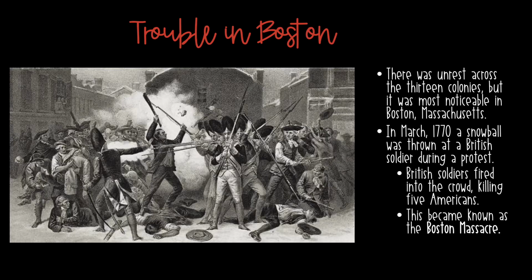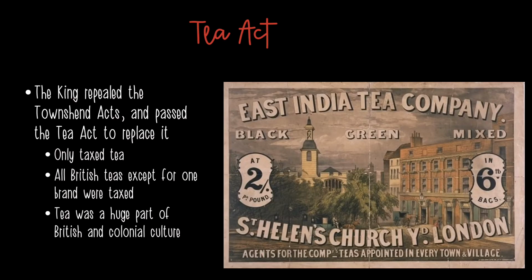As tensions rose, the king ordered more military presence in the colonies, which only served to make the problem worse. The colonists felt threatened, and as if he was trying to silence them. Trouble came to a head in Boston, Massachusetts on March 5, 1770. On this day, protesters and soldiers were out in the street when a snowball was thrown at a soldier. In the chaos, the soldiers shot into the crowd, killing 5 people, including a child.